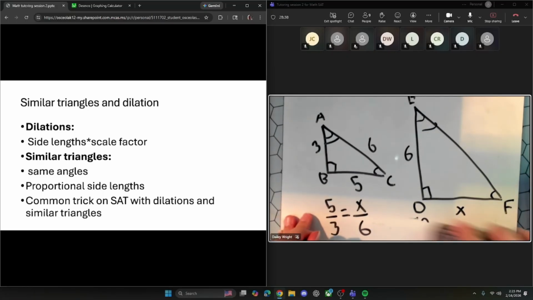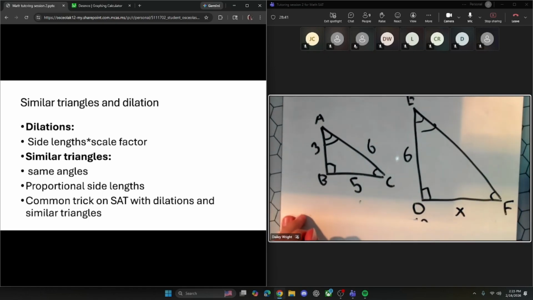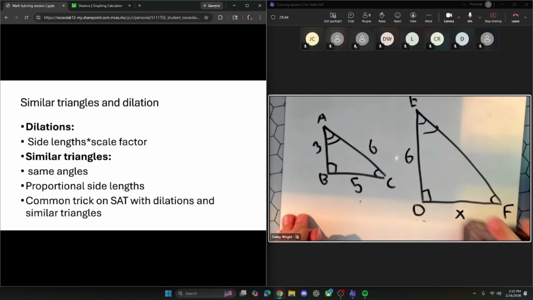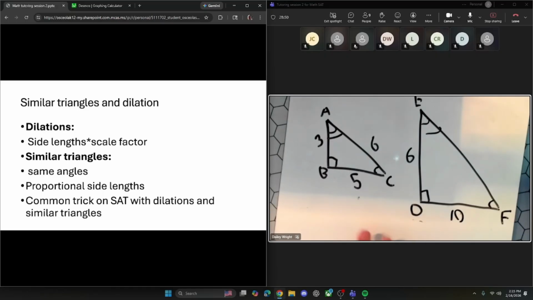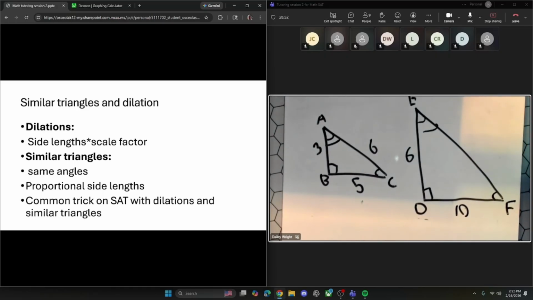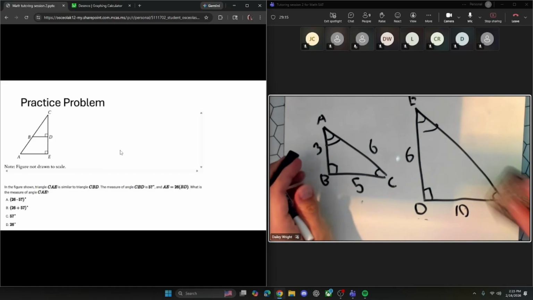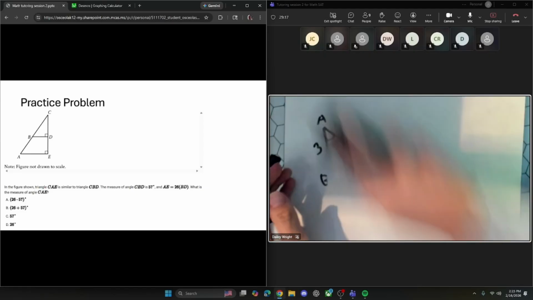And there is a very common trick with dilations and similar triangles on the SAT. So, EDF is a dilation of ABC. And these triangles are still similar. So if you have triangles that are similar, and the SAT says there's a dilation and it still wants you to find the angles of a triangle, the angles remain the same. Dilation does not affect the angle measures of a triangle. We will see that in this problem.